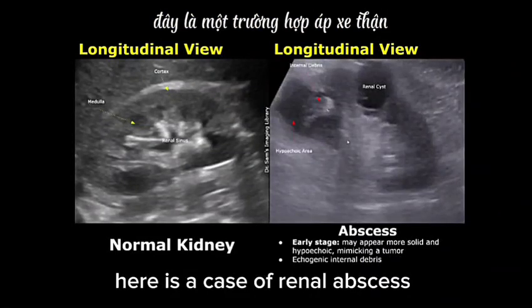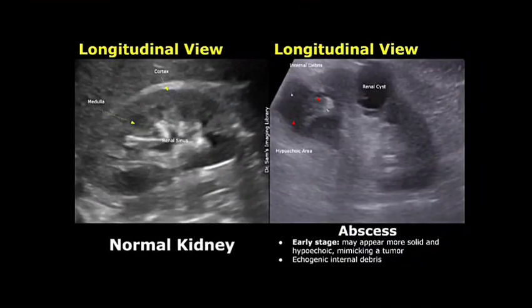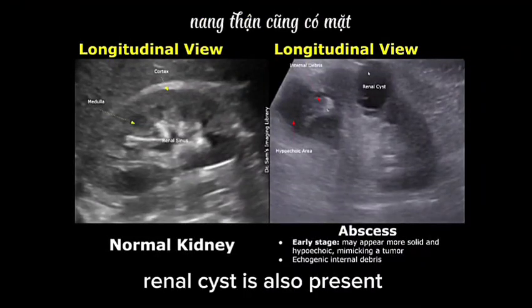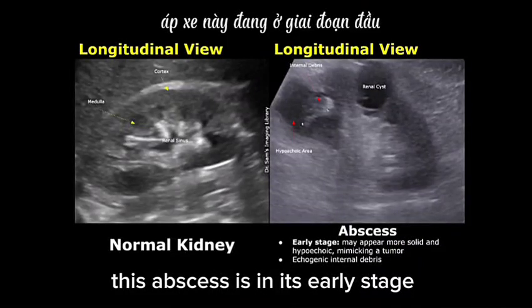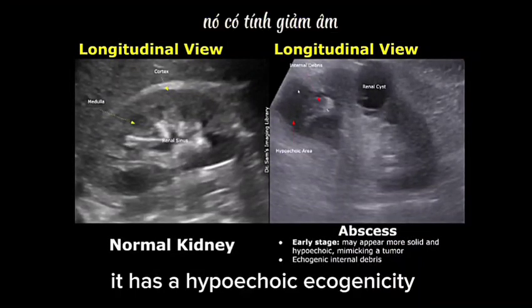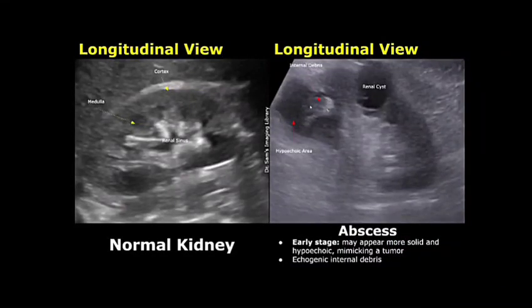Here is a case of a renal abscess in the upper pole of the left kidney. A renal cyst is also present. This abscess is in its early stage. It has a hypoechoic echogenicity with echogenic internal debris.